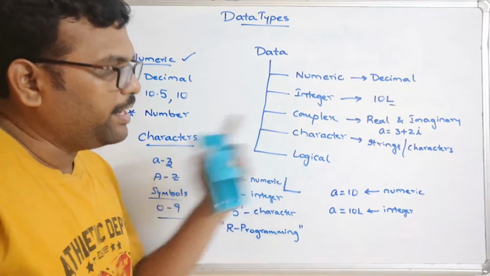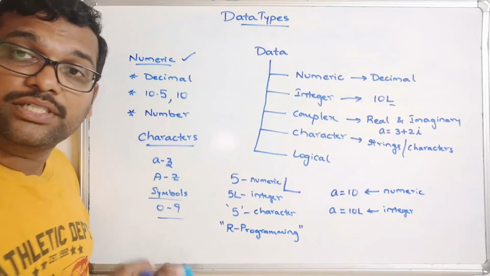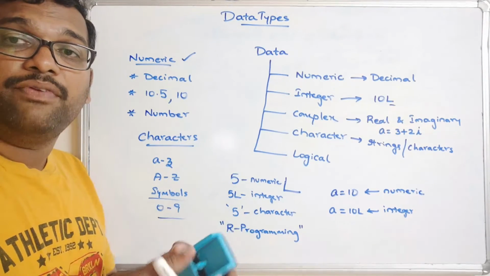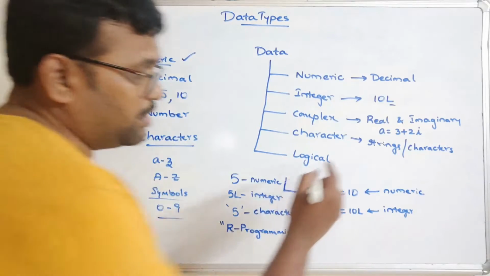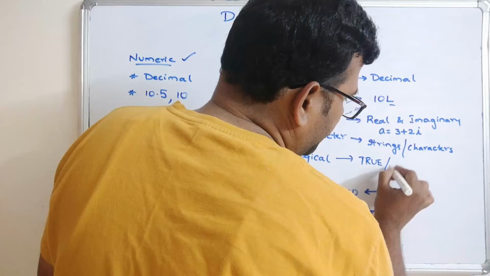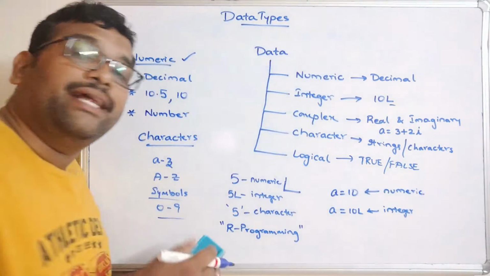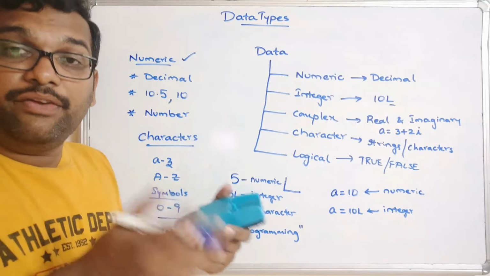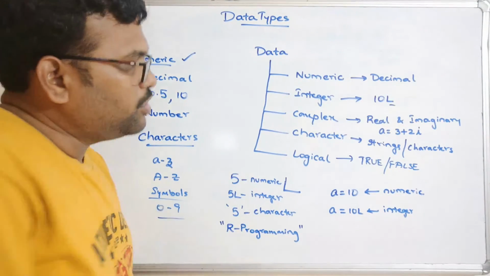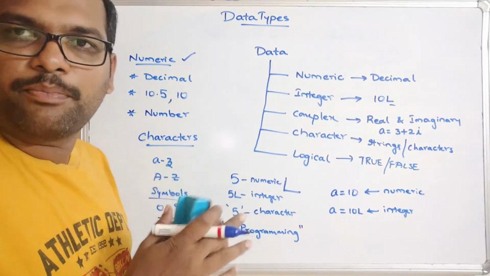Okay, character data type. The last one is logical. The logical data type is a special data type which has only two values, either true or false. Usually we call it a Boolean data type, right? It will result only in true or false. So these are the basic data types available in R programming.